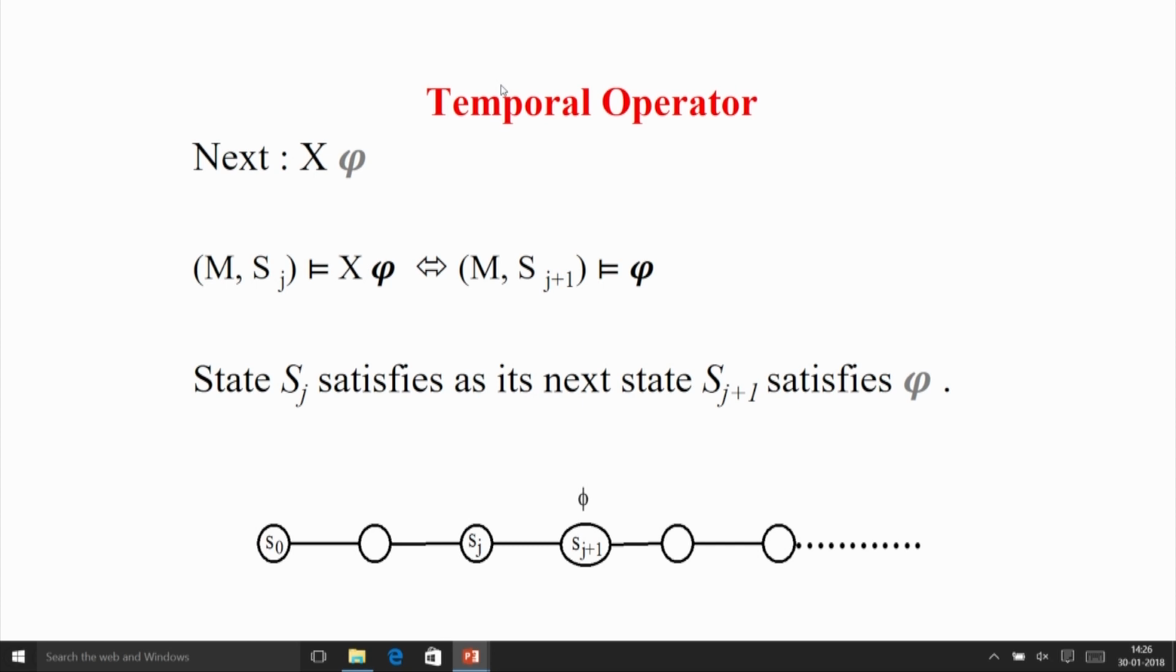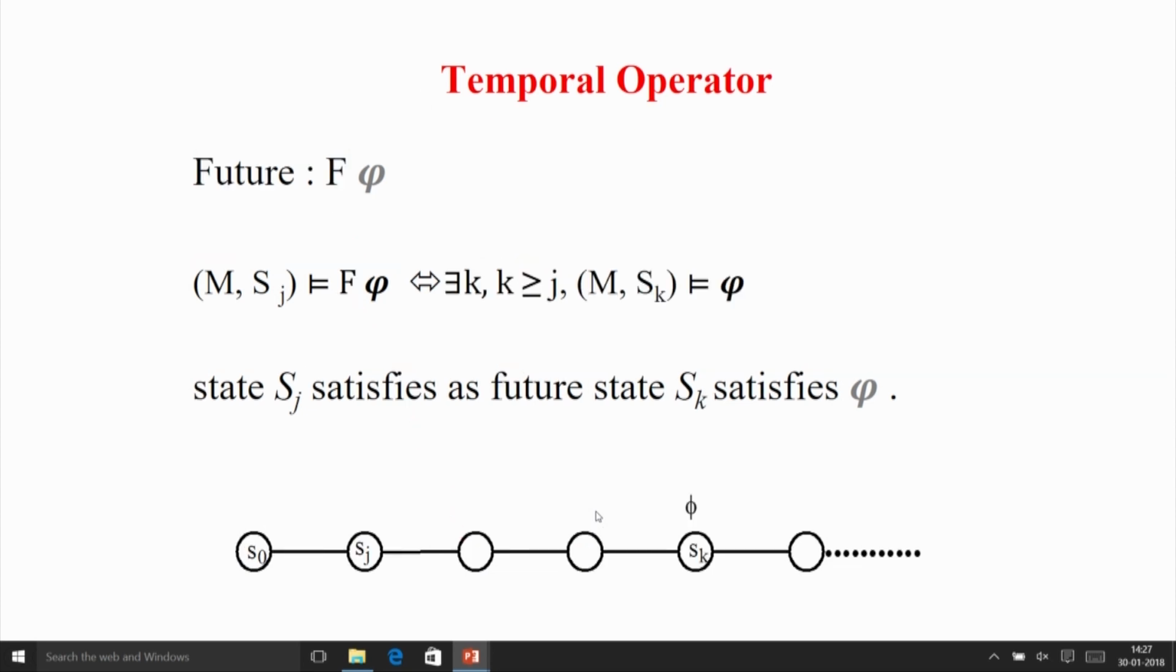So we will start taking examples. Next state phi: in this case you can say that in the next state phi is true. So you can write that in state xj this property is true, and in the next state phi is true. This is the mathematical way of writing it: Sj satisfies this formula, because in the next state from Sj, X means next state.